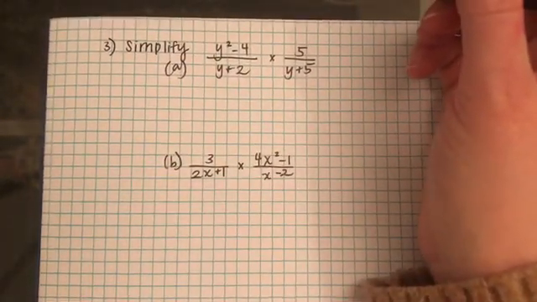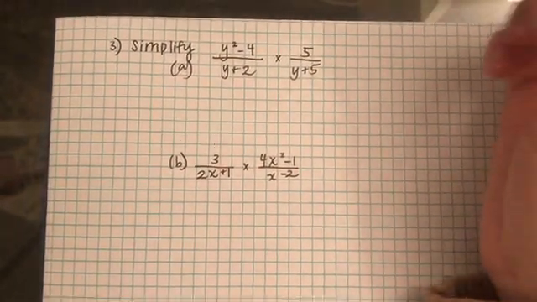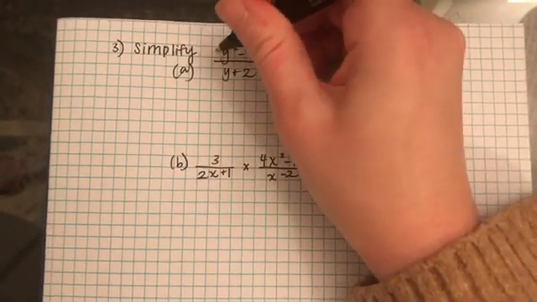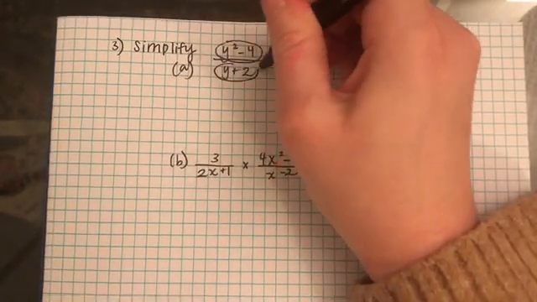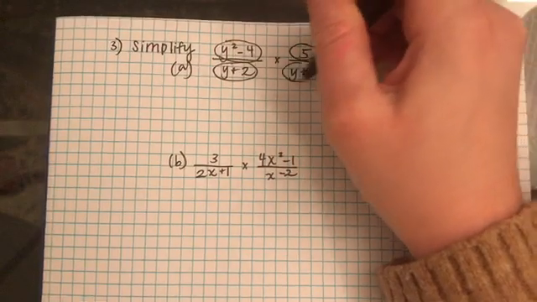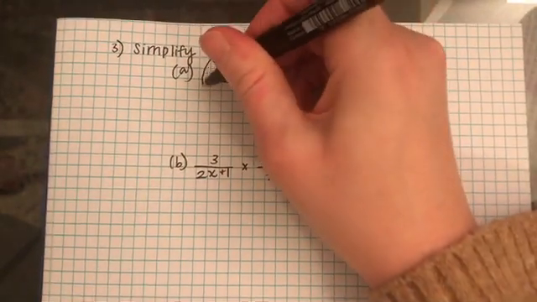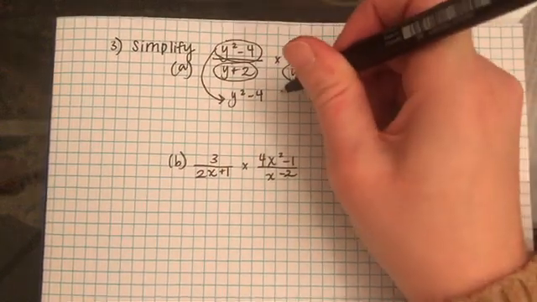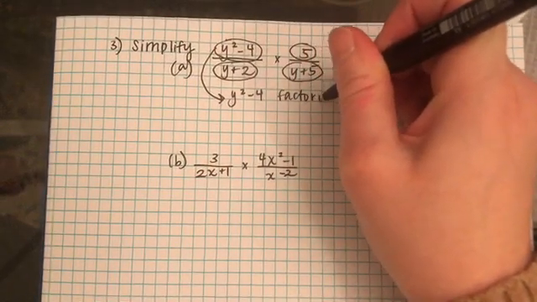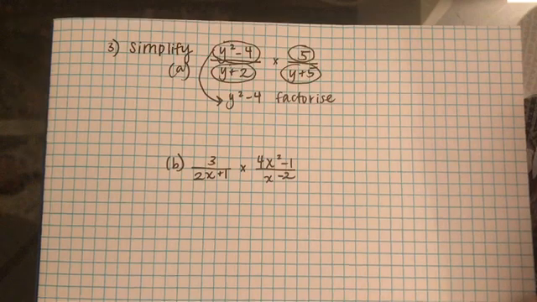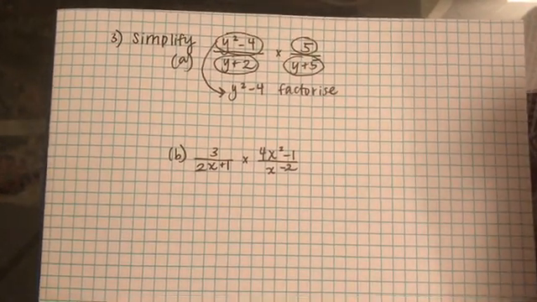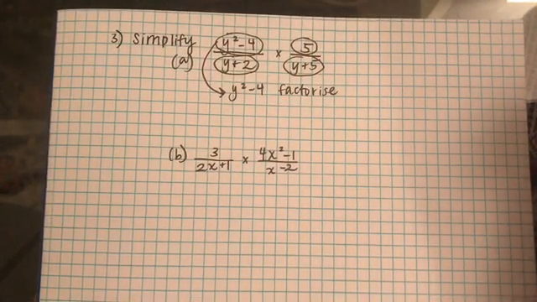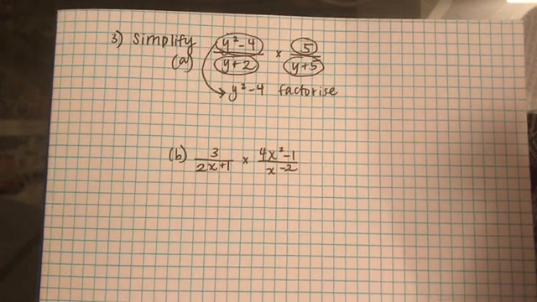Right, so to simplify here, you want to break it down by looking at each individual section of each fraction. So let's start with the top bit here, y squared minus 4. What we want to do is factorize each piece as much as possible, and then we'll see where we can simplify from there. So you'll see what that looks like after we factorize.